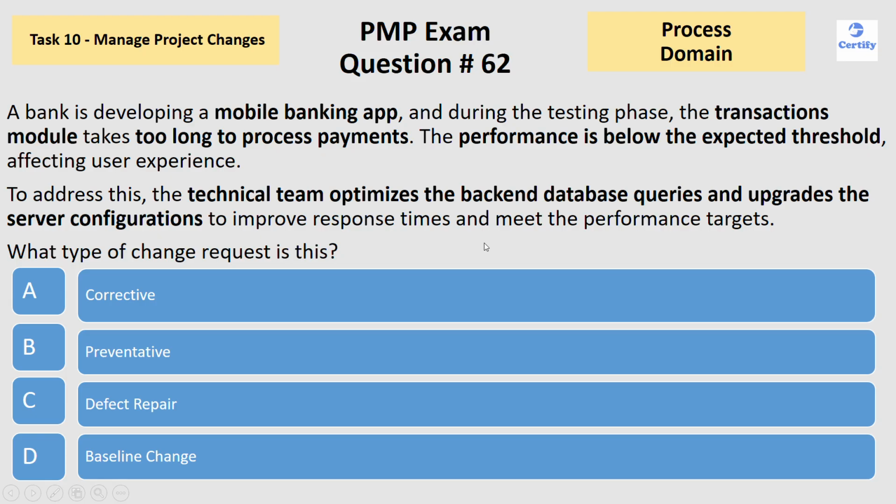A bank is developing a mobile app, and during the testing phase, the transactions module takes too long to process payments. The performance is below the expected threshold, affecting user experience. To address this, the technical team optimizes the backend database queries and upgrades the server configurations to improve response times and meet the performance targets. What type of change request is this?